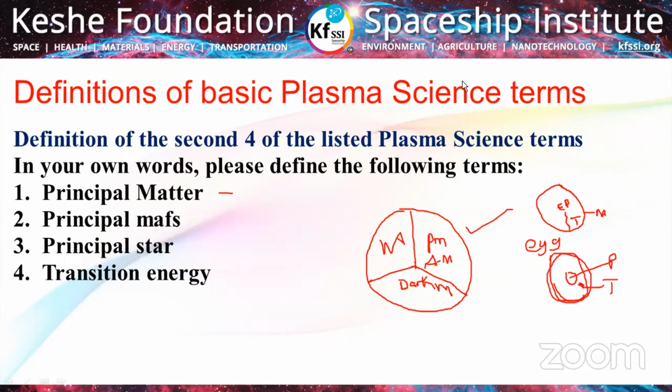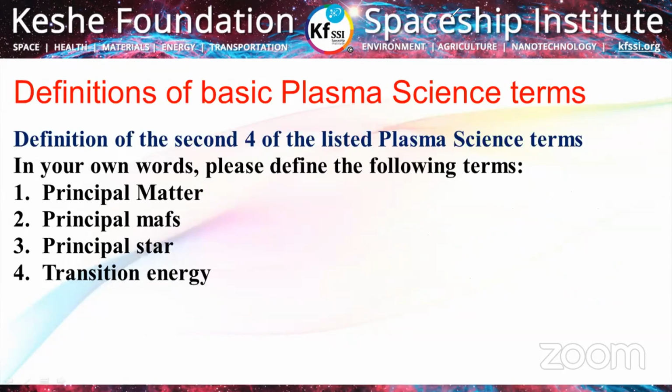How about principal mass? We already said magnetic mass stands for magnetic fields. So principal magnetic fields is not difficult to figure out. The interesting one is principal star. What's a principal star? Any responses? And the energy here is also important. This one is the important transition energy. How do you describe energy?